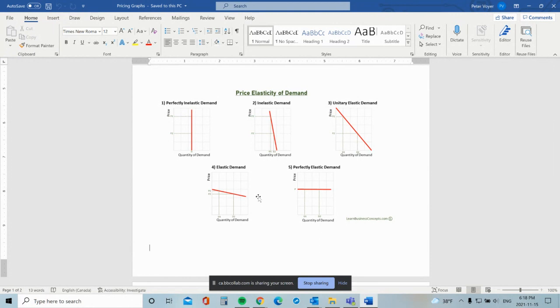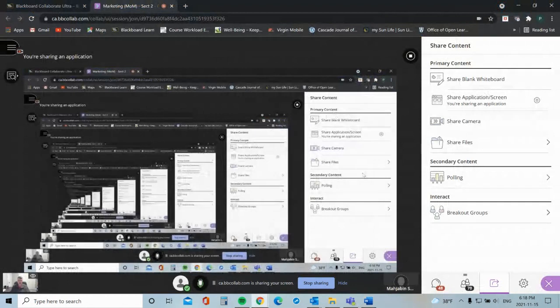Fairly simple concepts, right? Elasticity, very, very important though. Price elasticity of demand is a very important concept for all of the reasons that we mentioned. So let's go back to our slides.